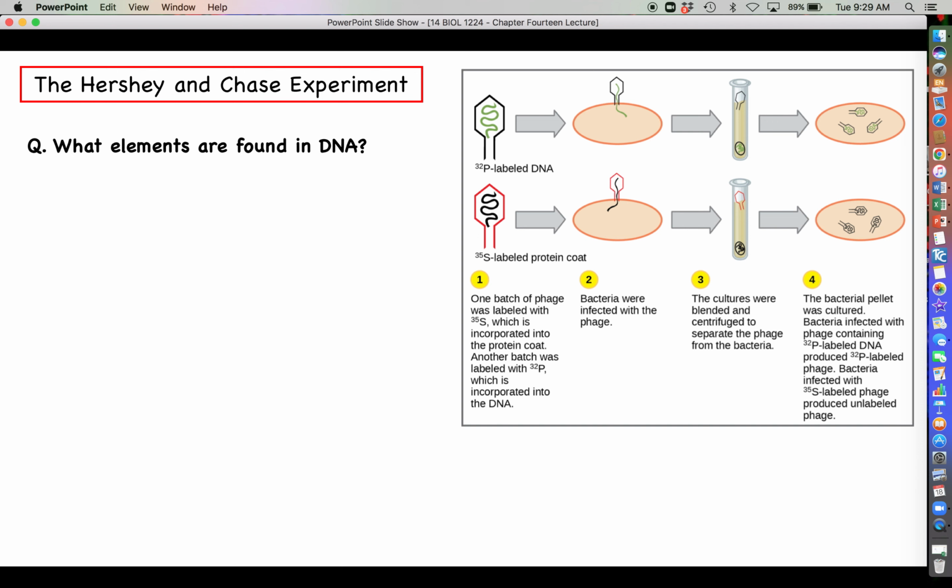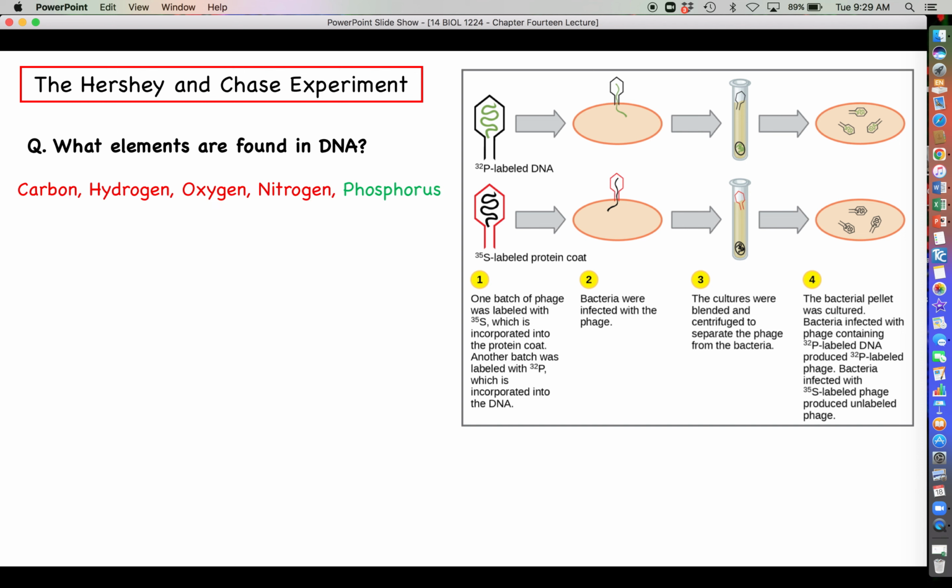Okay, so let's definitively prove here that DNA is the hereditary molecule and not protein. So this is the Hershey and Chase experiment. To understand how this experiment was performed, I'm going to ask you a couple of questions. The first question, what elements are found in a DNA molecule? If you need to pause the video here, go ahead and do so. Go back to chapters 2 and 3 and answer this question before you move on.